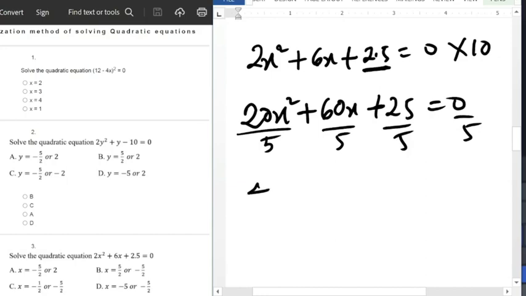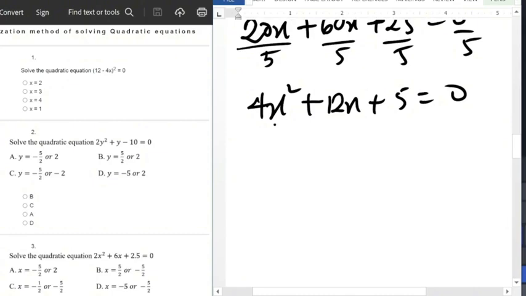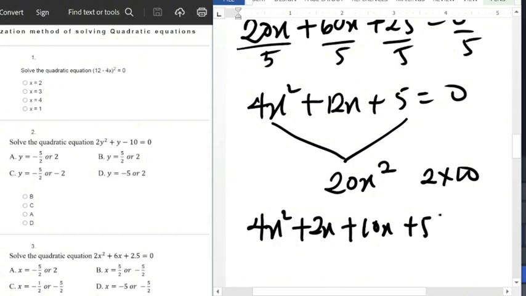So this gives us 4x squared plus 12x plus 5 equal to 0. From here, we can then factorize. So when you factorize, you have 20x squared. What are the two numbers you can use? 10 and 2. 2 times 10 will give us 20, and 2 plus 10 gives 12. So that's when we have 4x squared plus 2x plus 10x plus 5 equal to 0.